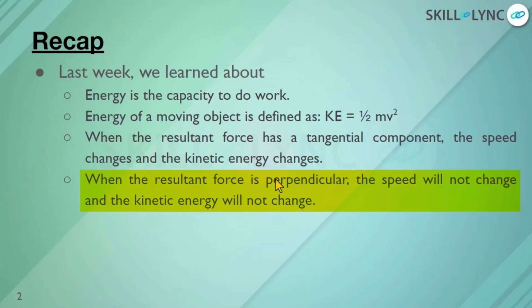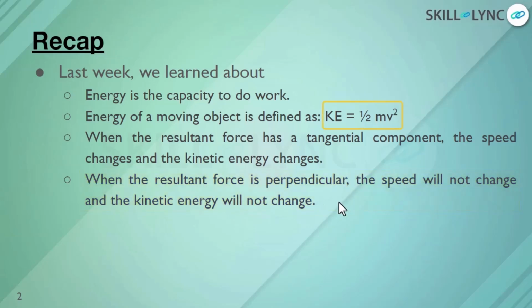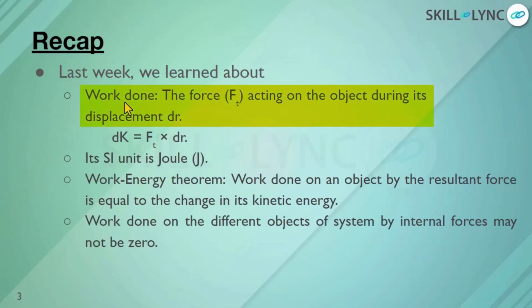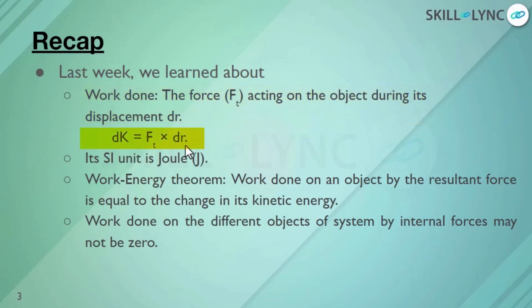We got to know that if the force is acting perpendicular to the velocity, then velocity of the object will never change. And since the velocity of the object will not change, the kinetic energy would not change. We can refer to this formula for understanding this. We have also read that work done is equal to force into displacement, that is Ft into dr. We have generally termed this force as Ft due to tangential component of force, thereby Ft is tangential force.